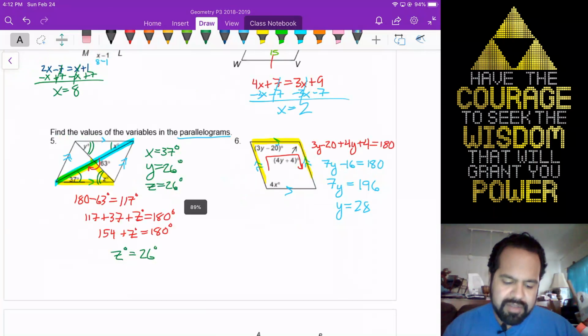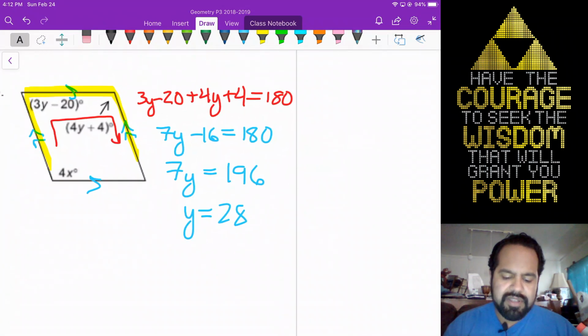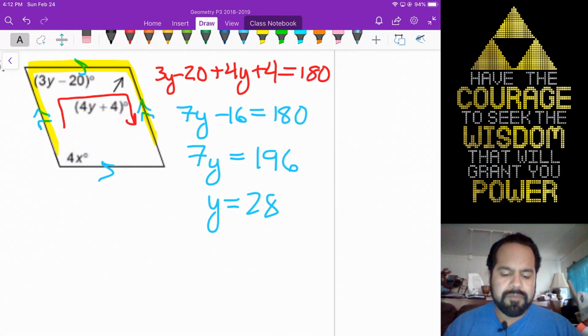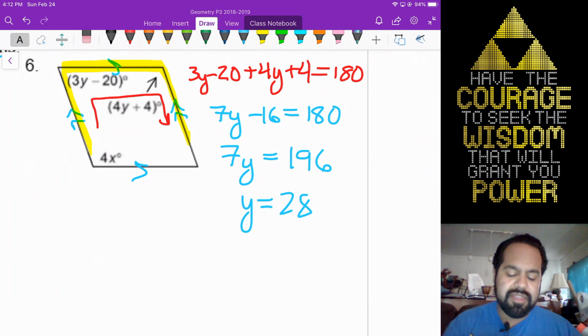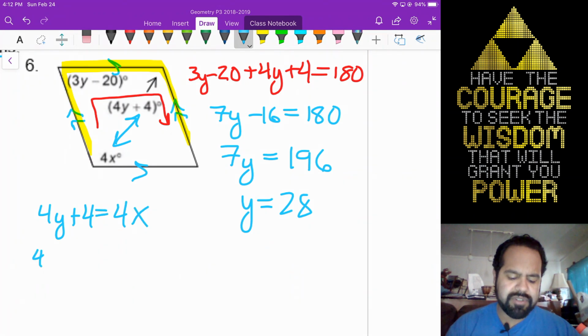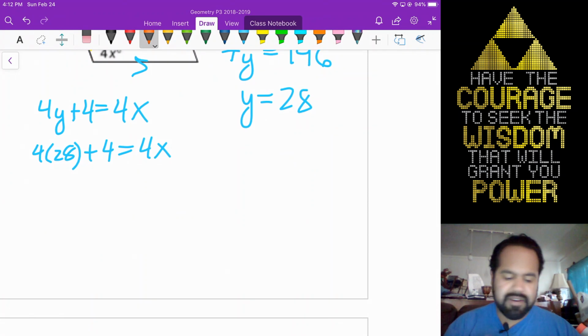Is that all we have to do? Find the values of the variables. Sweet. So I don't need to plug it in. Although I will probably need to, because another one of our theorems for our parallelograms is that opposite angles are congruent. So we can say 4y plus 4 equals 4x. So we're going to take 4 times 28, add 4 to that, and we're going to solve for x. So let's see here.